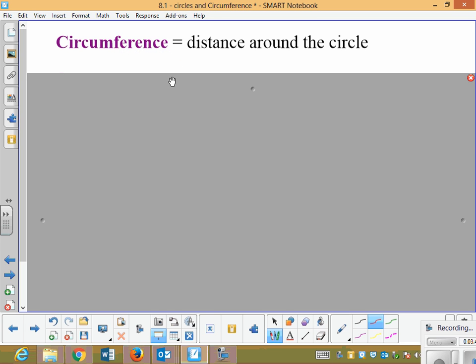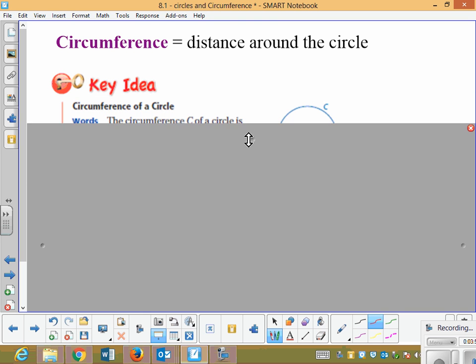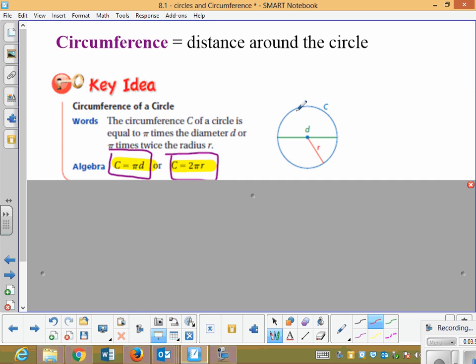Very important: you need to know what a circumference is. The circumference is basically the distance around the circle. When we want to know the measurement or how big a circle is, we can measure it by its distance around. Notice I'm making a circular motion. So that's circumference. Now, key ideas. Again, distance around right here.